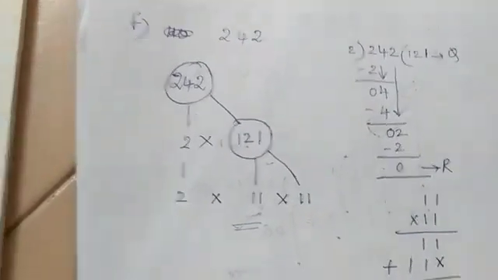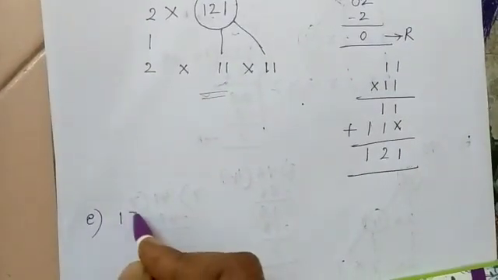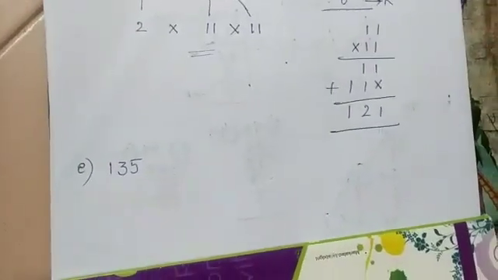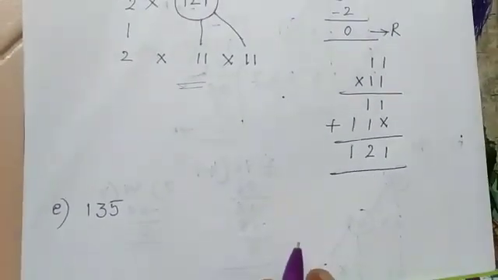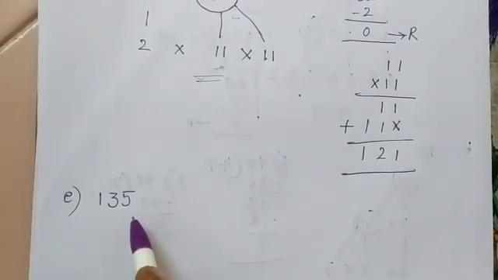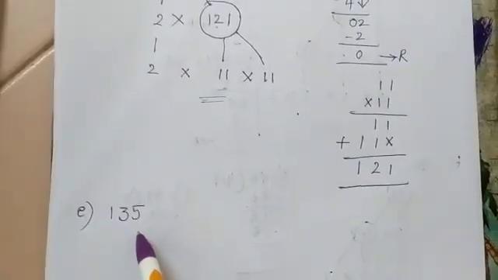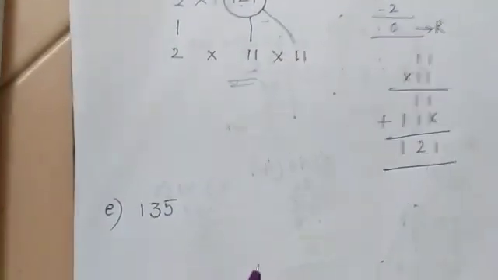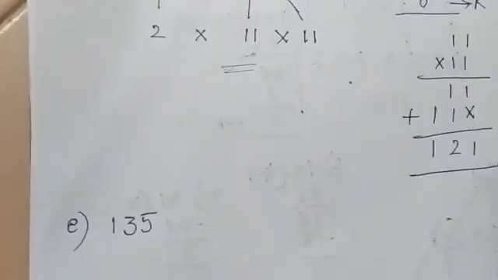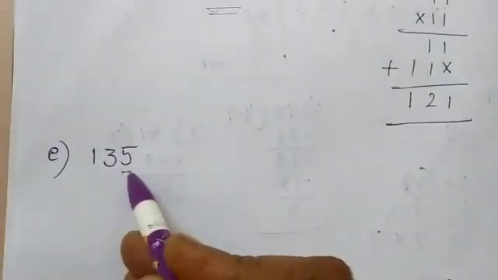Now I am going to explain one more problem, that is E1. 135. Is it an even number? No. It is an odd number and has 5 in the ones place. Which digit is there in the ones place? 5 is there in the ones place. So it will be divisible by 5.